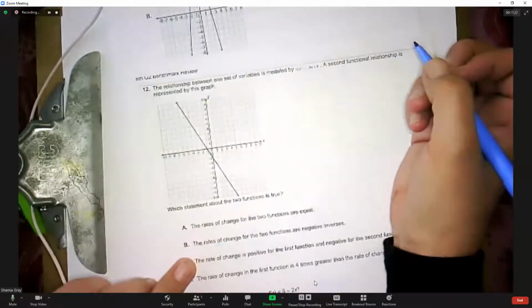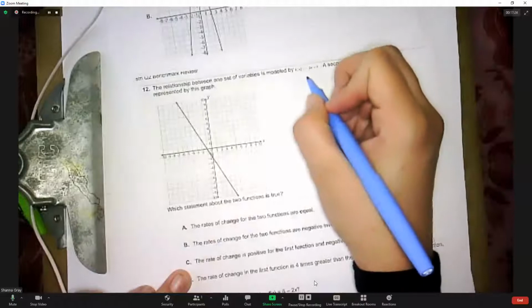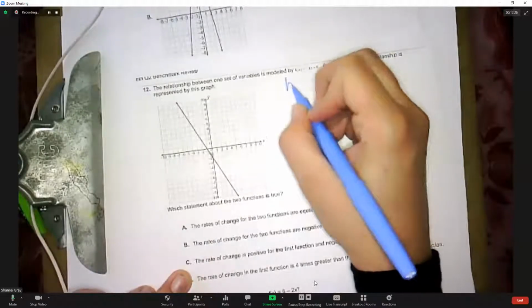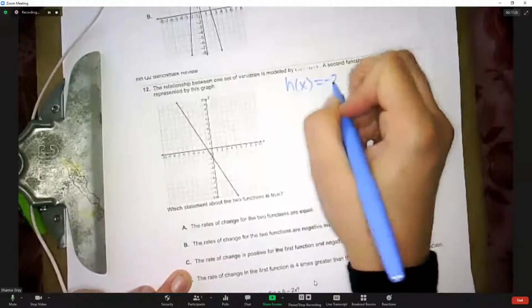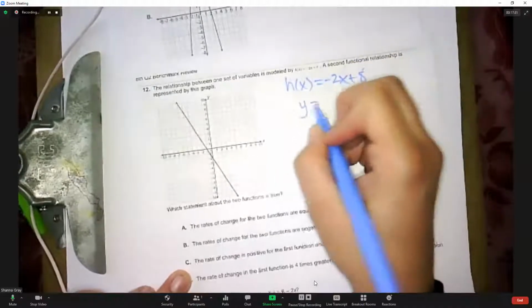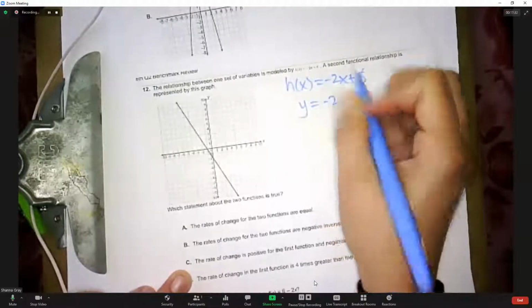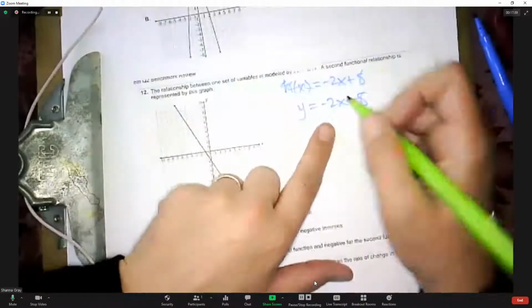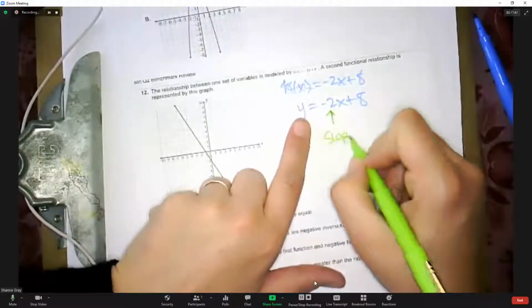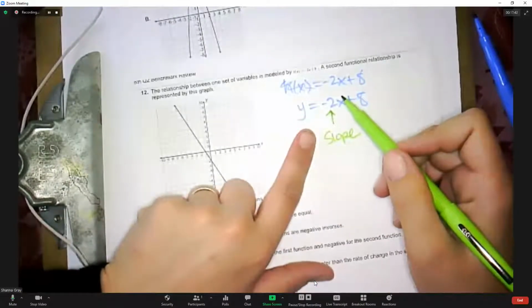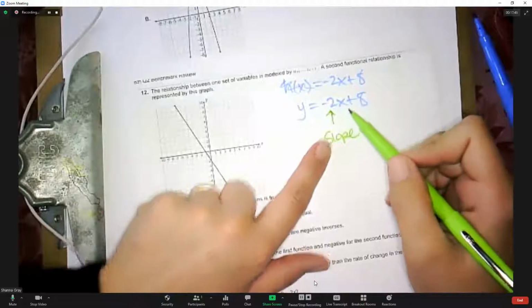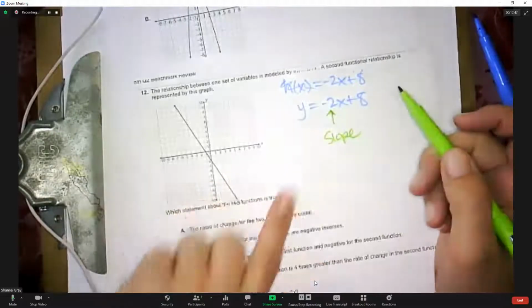All right. This one is asking to compare the rate of change, the slope, basically. You're comparing slope. So this says h of x equals -2x plus 8. Just so you know, that means the same thing as y. So you can just look at it like h of x means y equals -2x plus 8. So right away, I can see this is the slope for this function because it's the number that's in front of x. So -2. That's easy enough.